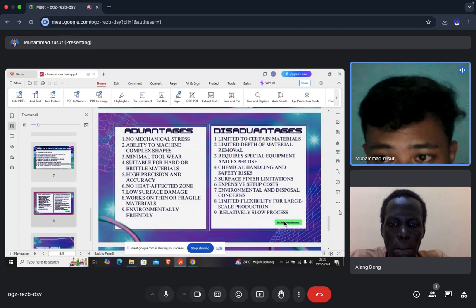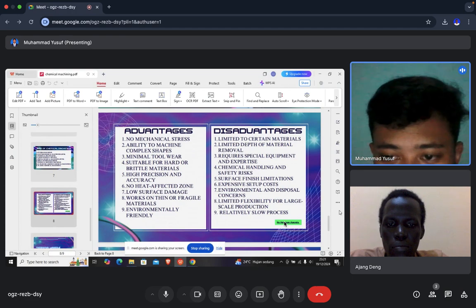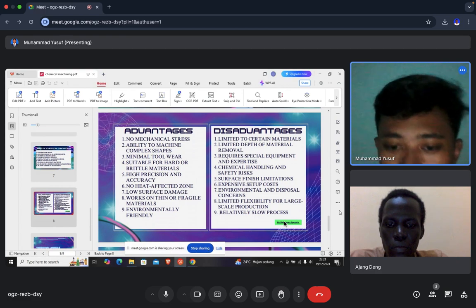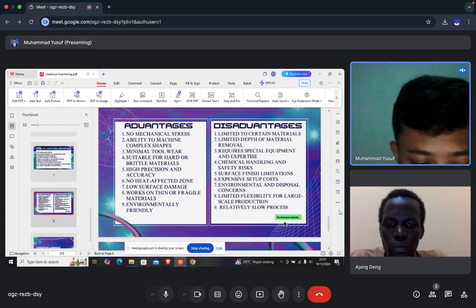The next is disadvantages. The first is limited to certain materials. Second is limited depth of material removal. Third is requires special equipment and expertise. Fourth is chemical handling and safety risk. Fifth is surface finish limitation. The next is expensive setup cost. And then environmental and disposal concerns. Eight is limited flexibility for large scale production. And then the last is relatively slow process.